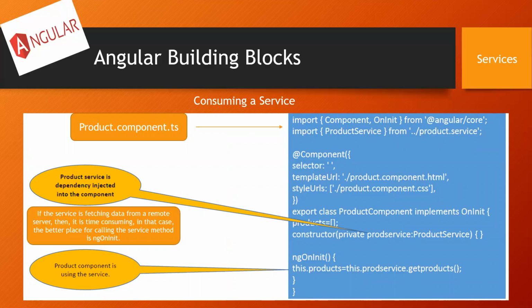Then in ngOnInit, using that instance which we have created, we are calling the getProducts method of the product service and storing that in this.products. Products, as you can see, we have taken as an array. So getProducts will get us all the list of products from the product service, and we are storing them in the products array.